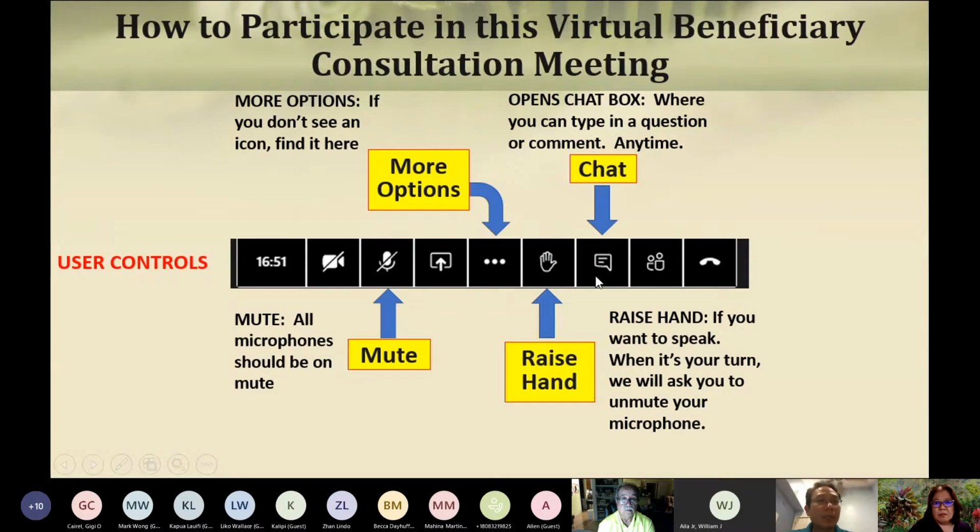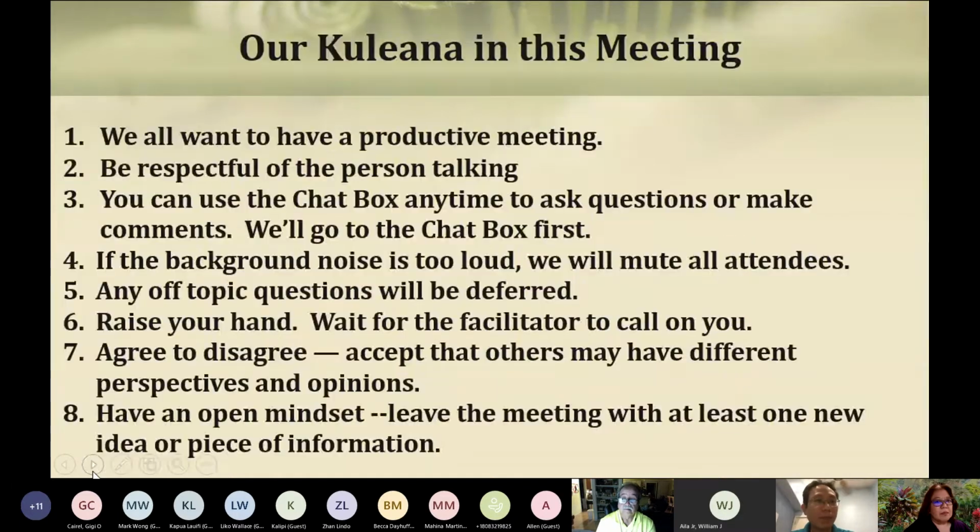The third icon that we will be using tonight is the raise hand icon. Click on this icon if you want to speak. When the facilitator recognizes you, you can unmute your microphone and ask your question or make your comment. For the people who have called in from your cell phone who cannot submit questions via the chat box, at the end of the presentation, you will be given an opportunity to ask your questions, and we will call on your phone number at that time. Next slide.